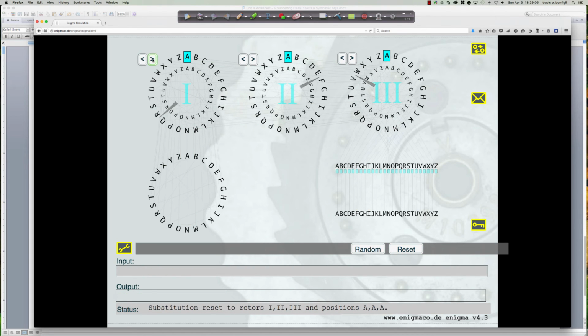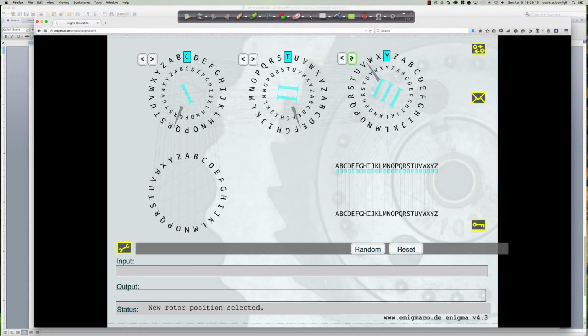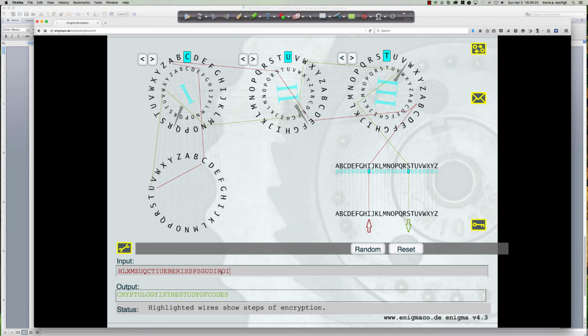So let's set these correctly here. We want to set this to C, and then T, and then S. So there we go, the rotors are set. CTS. Now let me paste in our encrypted code, and what do we get? Cryptology is the study of codes. So there you go.